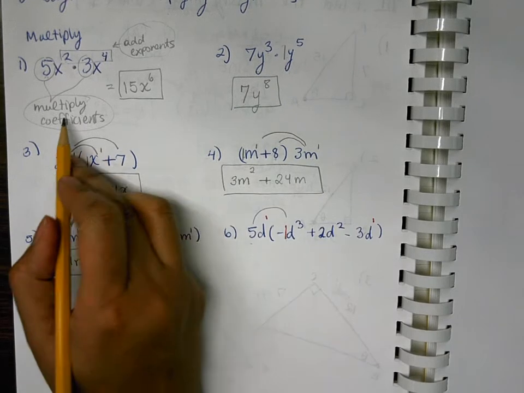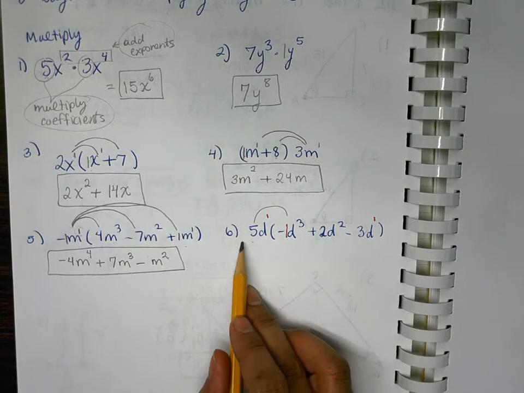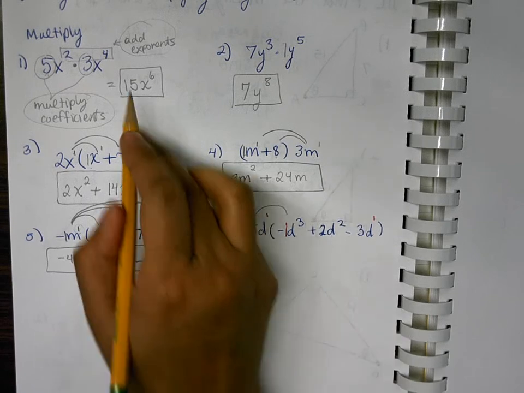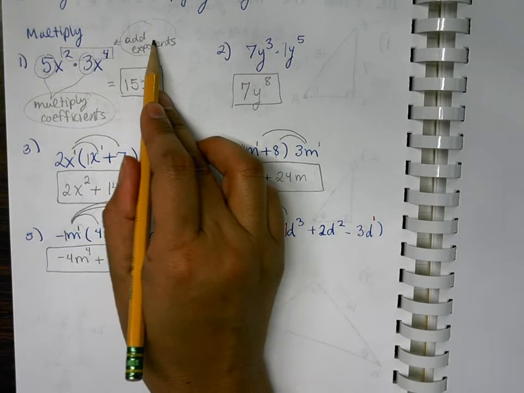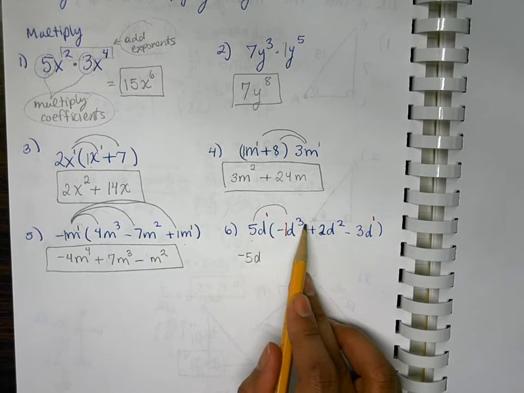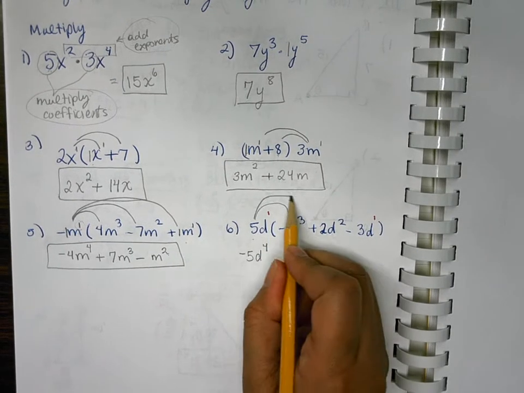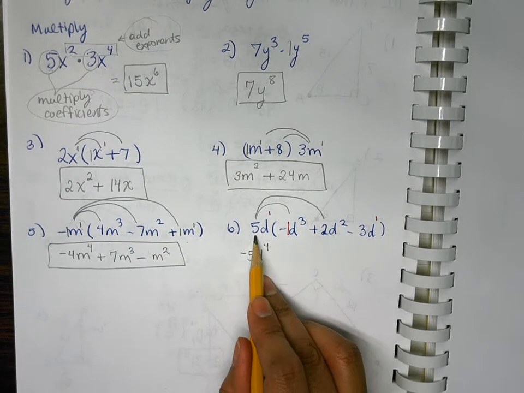Okay. All right. So let's multiply 5 times negative 1 because we always multiply the coefficients. So what's 5 times negative 1? Negative 5. And what do we do with the exponents? Add them. So, and these are my exponents. 1 plus 3 is 4.